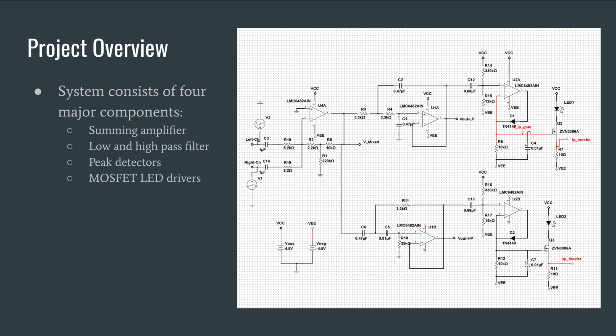Then going out from there, we have a low and high pass filter that, based on predefined corner frequencies, filter out the high frequency and low frequency portions of the song to send then to two peak detectors with low pass filters to smooth out the output such that it is a constant amplitude, to then drive LEDs using NMOS MOSFETs that were set to common source.